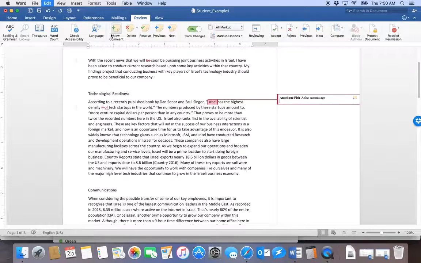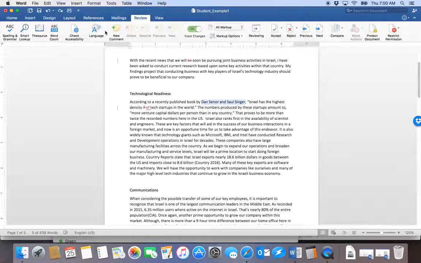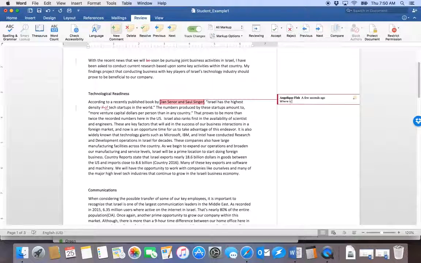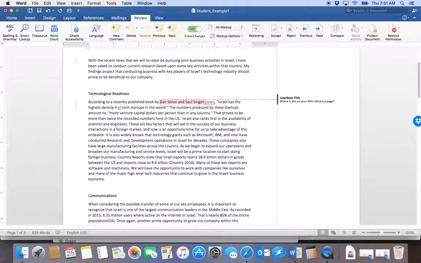Okay, so anyway, I'm just going to say here, where is this on your APA reference page? Since it says these are authors of a recently published book, these authors should be on the reference page, and there should also be a year here, because the year always goes with the source, whether it's an author or the title of an article. And then of course, since it's a book, you would have at the end p. and then the page number.